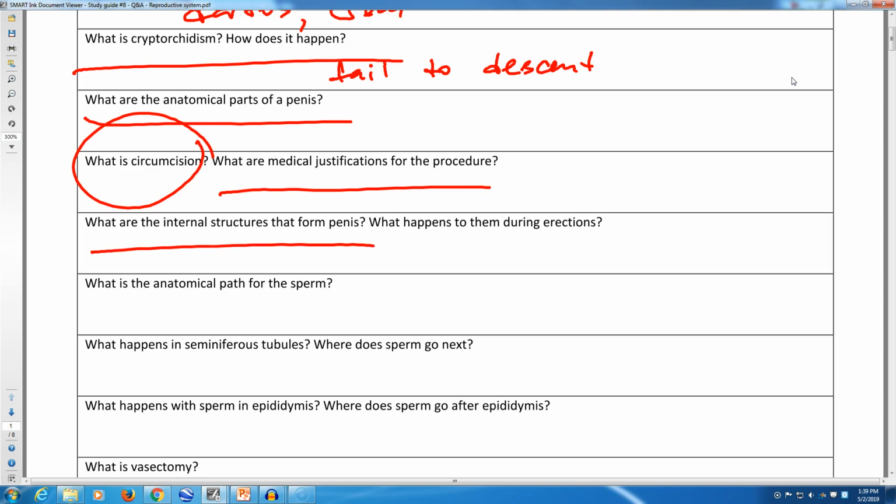Internal structures that form the penis: corpora cavernosa and corpus spongiosum. During erection, they are filled with blood.